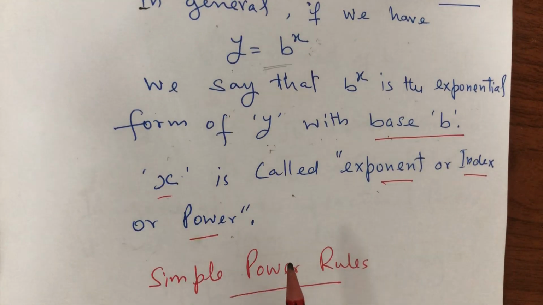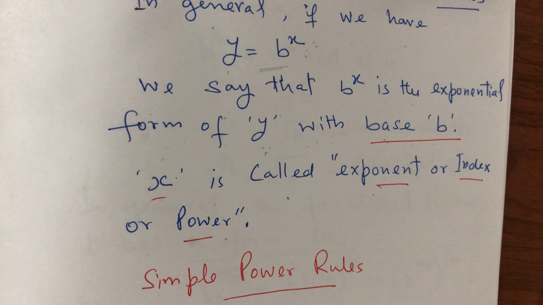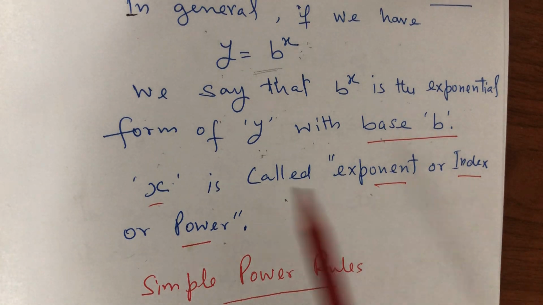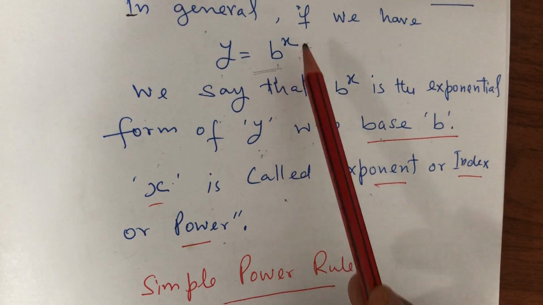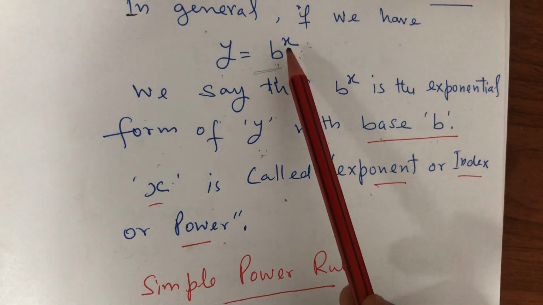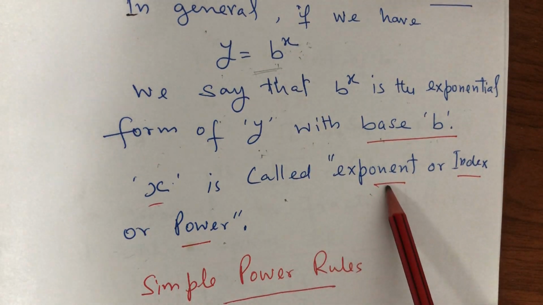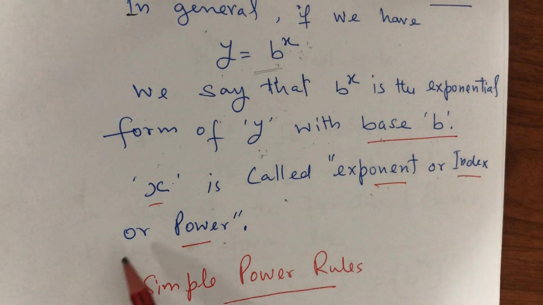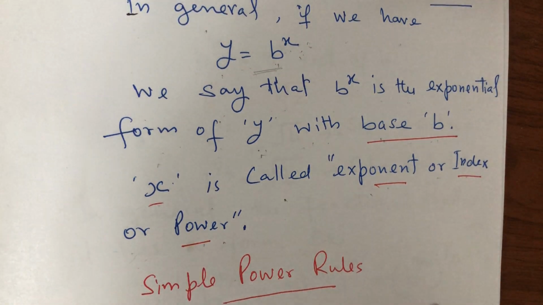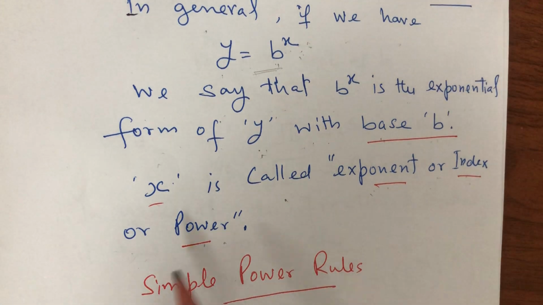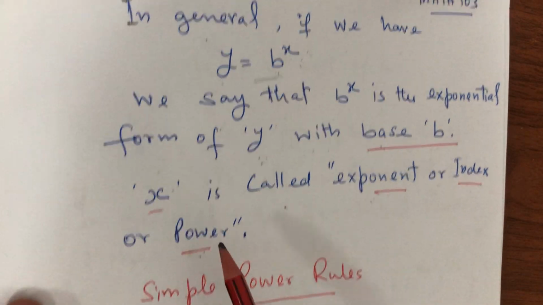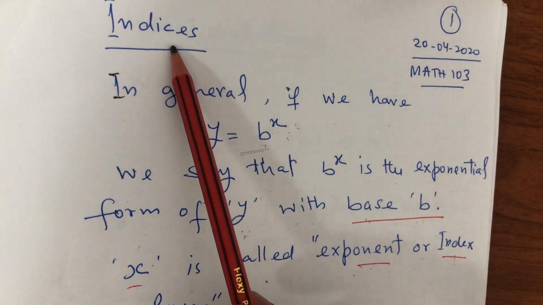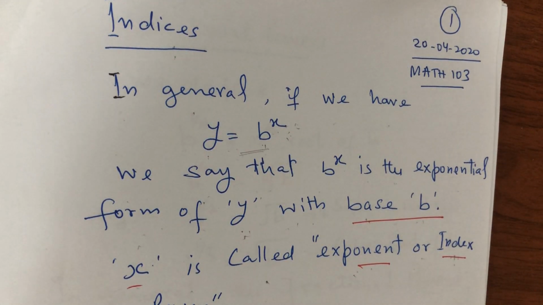Any exponential form cannot be defined without a base. There will be a base whenever we are talking about an exponent. So this b, where the power is, is called the base, and this power itself is called the exponent, or we call it the index, or we call it a power. There we use three words: sometimes exponent, sometimes index, and sometimes power. The word indices is the plural of index or power.